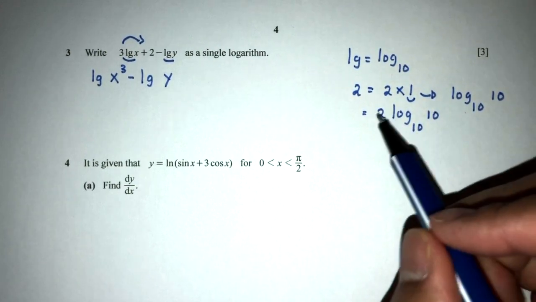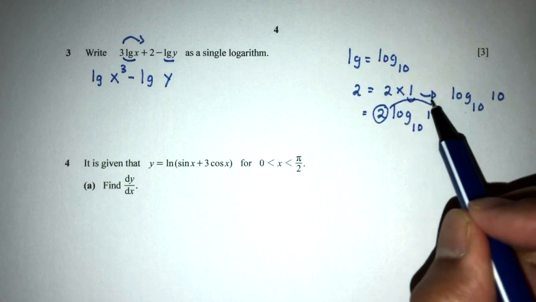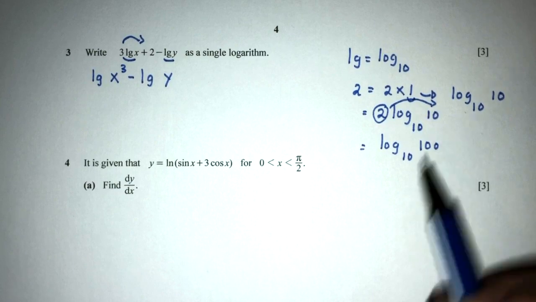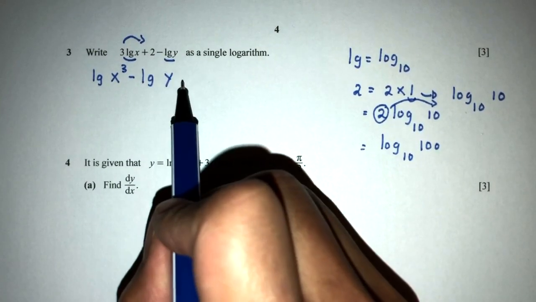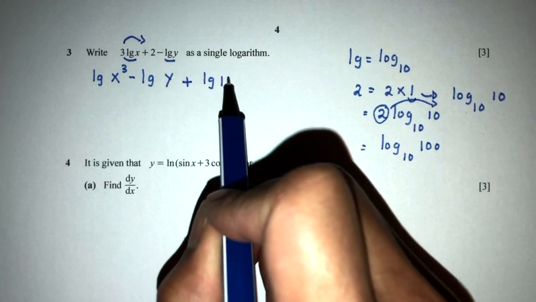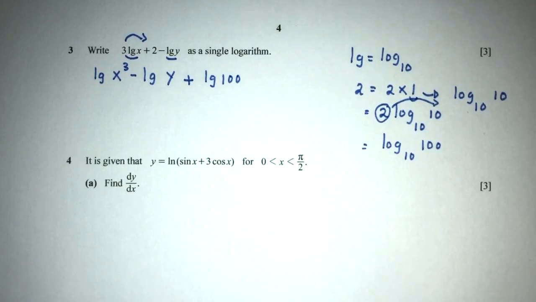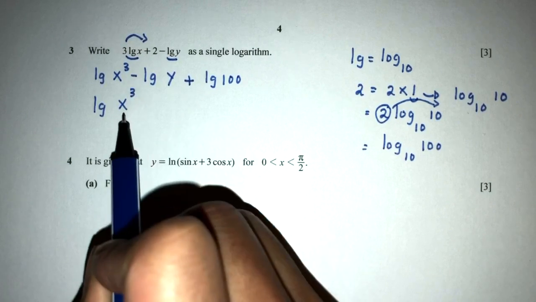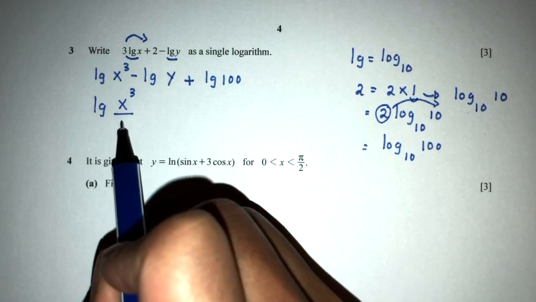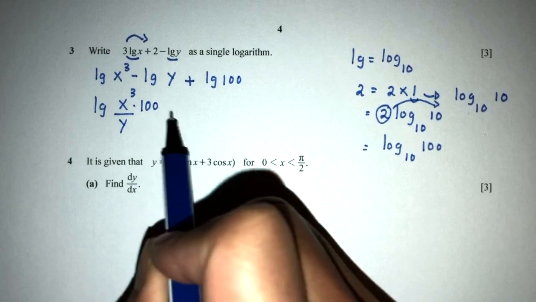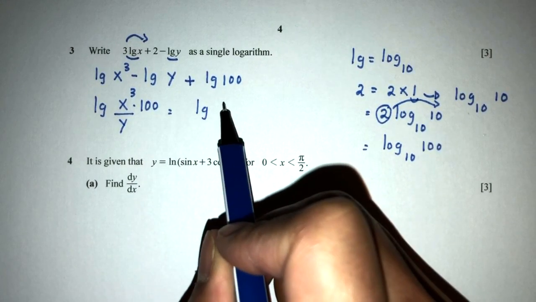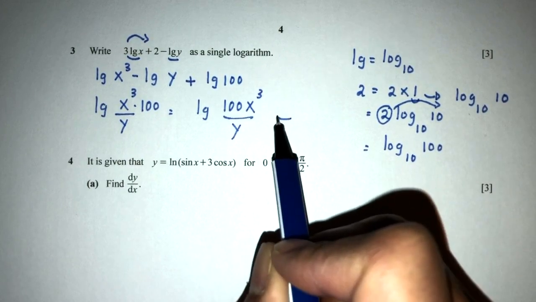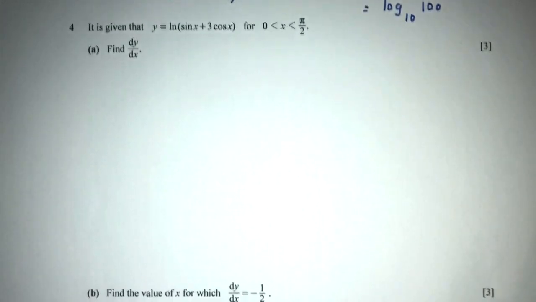That makes sense. Now I can send this, of course, to the top. You will have log to the base of 10, and that should be 100. So simply 2 will become plus lg of 100. Okay, now we can simplify lg. That will be x to the power 3 divided by y, so minus this divided by this, and multiply by 100. So you have lg, or log to the base of 10, of 100 x cubed over y as your answer. That is question number 3.